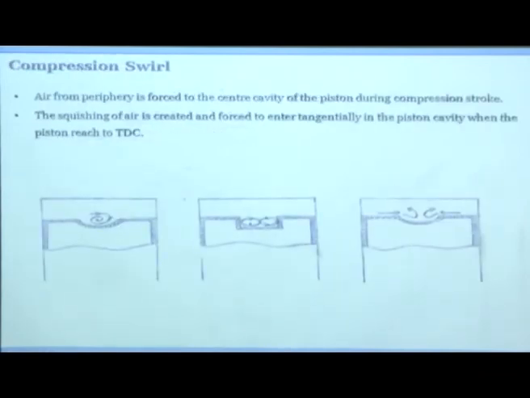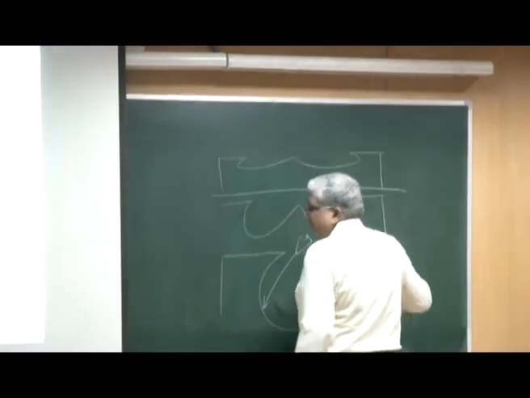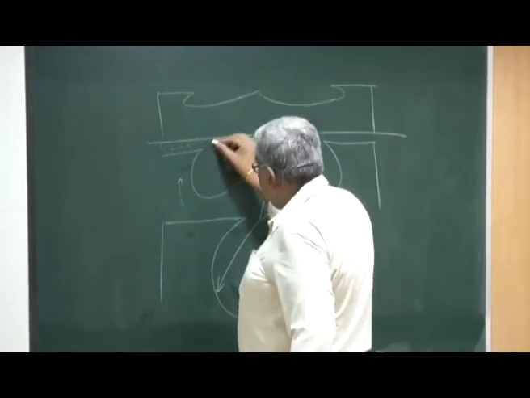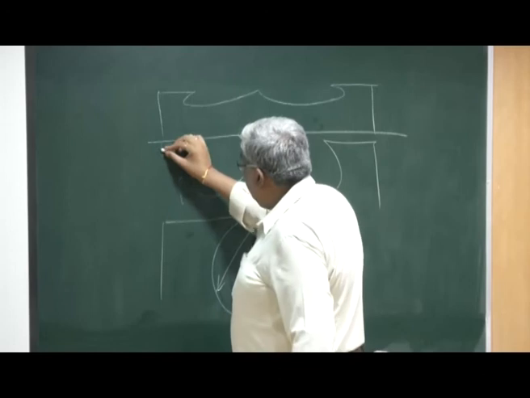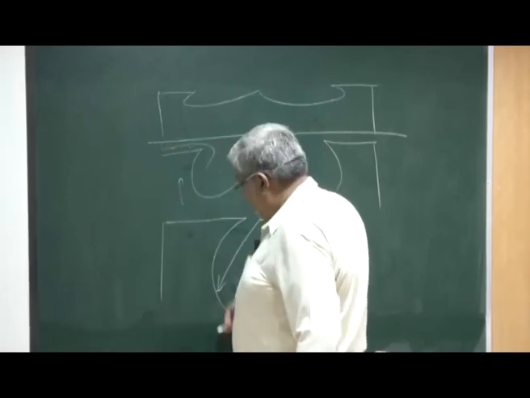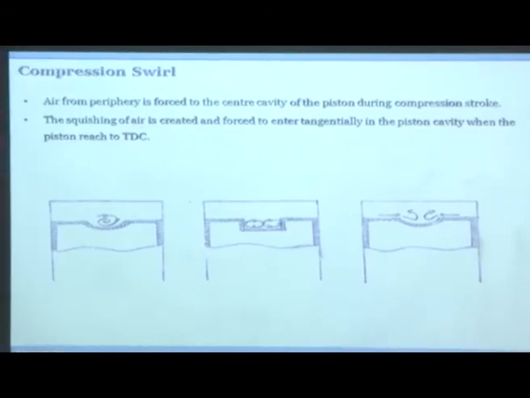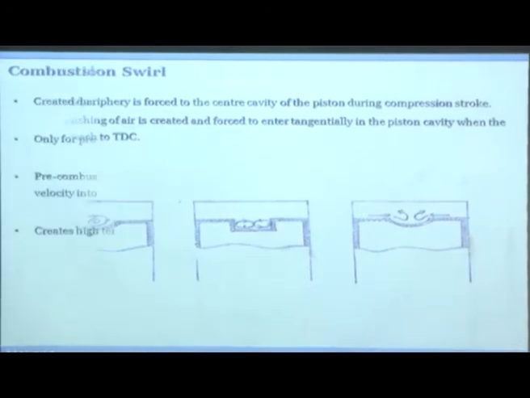Compression swirl. In the compression swirl, air from the periphery is forced into the center of the cavity during the compression stroke. So imagine something like this, this is the cylinder head. When the piston moves up, this area will reduce, this area will not reduce so much. So what will happen? The air will be squeezed and will start moving in. So basically the air will start moving in depending on the piston. If you have this kind of piston, this kind of swirl will take place. If you have this kind of a system, there could be two swirls. If you have this kind of a system, there may be a swirl like this. So many piston designs can be made, and this compression swirl can be generated inside the engine.